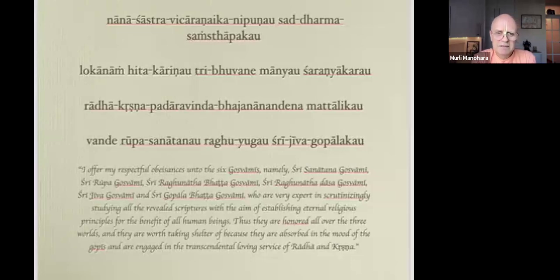I offer my respectful obeisances unto the six Goswamis, namely Sri Sanatan Goswami, Sri Rupa Goswami, Sri Raghunath Bhatta Goswami, Sri Raghunath Das Goswami, Sri Jiva Goswami, and Sri Gopal Bhatta Goswami, who are very expert in scrutinizingly studying all the revealed scriptures with the aim of establishing eternal religious principles for the benefit of all human beings. That's principles of pure devotion. Thus they are honored all over the three worlds, and they are worth taking shelter of, because they are absorbed in the mood of the gopis, and engaged in the transcendental loving service of Radha and Krishna.